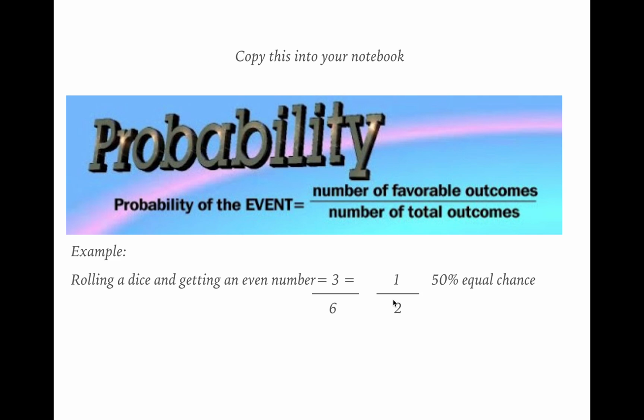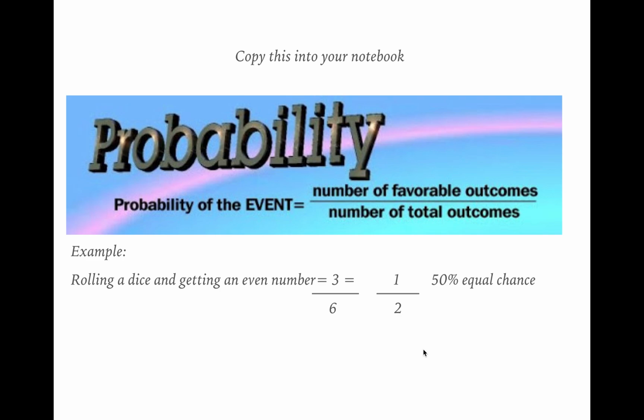an even number. So please copy this into your notebook. If you need more time, you can also pause this lesson. So probability, I write down probability of the event. So the event is rolling the dice in this case. And number of favorable outcomes is here, 3. Number of total outcomes, all outcomes, are 6. Because we have 6 numbers on the dice, and we need to get an even number, and there's 3 different possibilities for that. So it's a 50% chance.